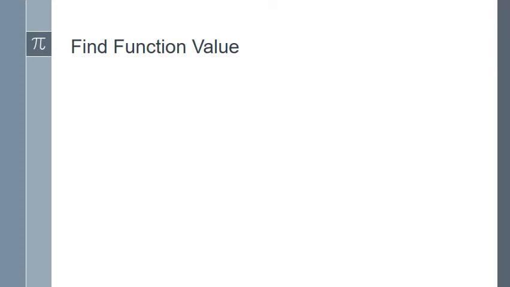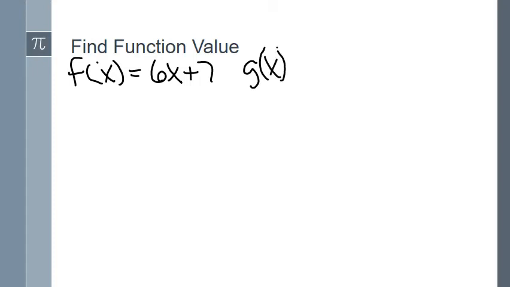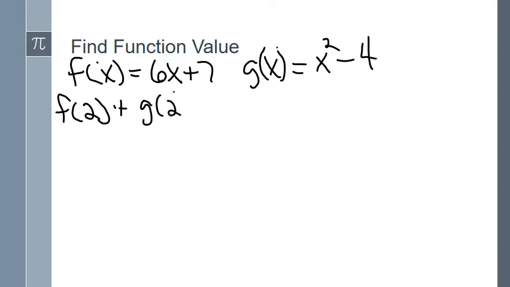All right, let's look at one little different wrinkle here. Let's say this time what we've got is actually two function notations or function equations. And one of those is the same one we used before, which was 6x plus 7. Let's say that we've got a second function notation, g of x, where g of x equals x squared minus 4. And now we're asked to find what the value is of f of 2 plus g of 2. Oh no, what are we going to do?